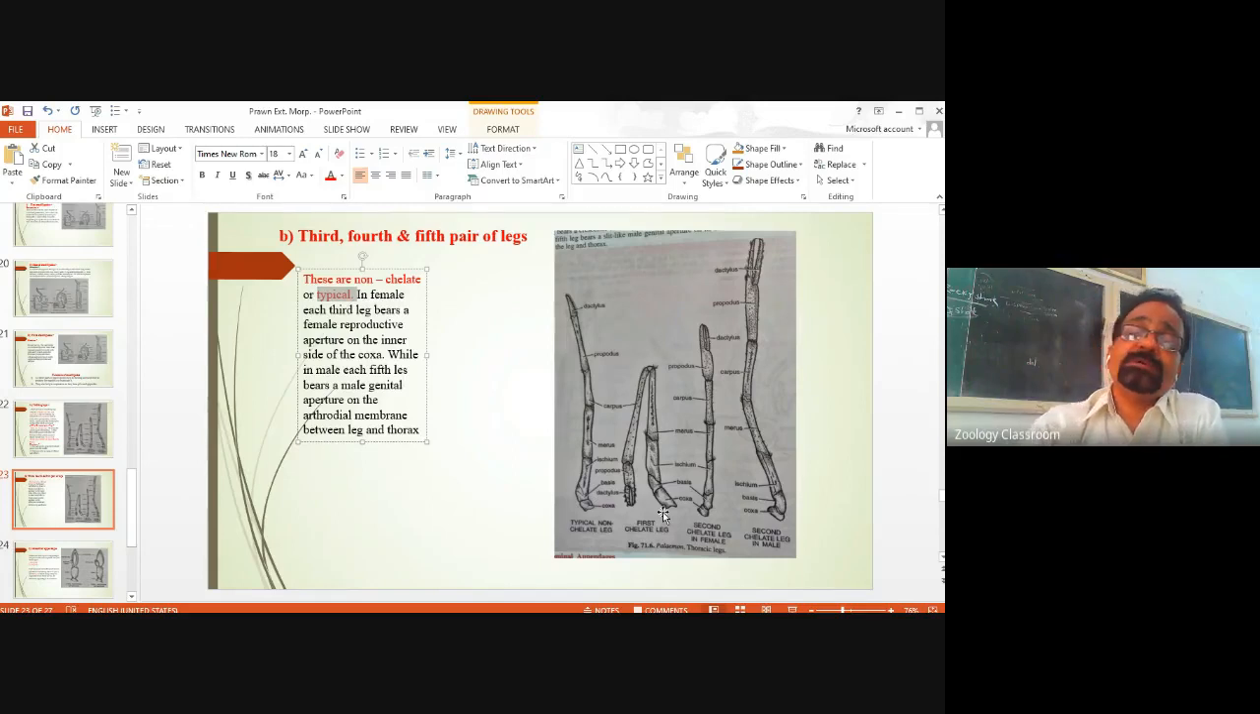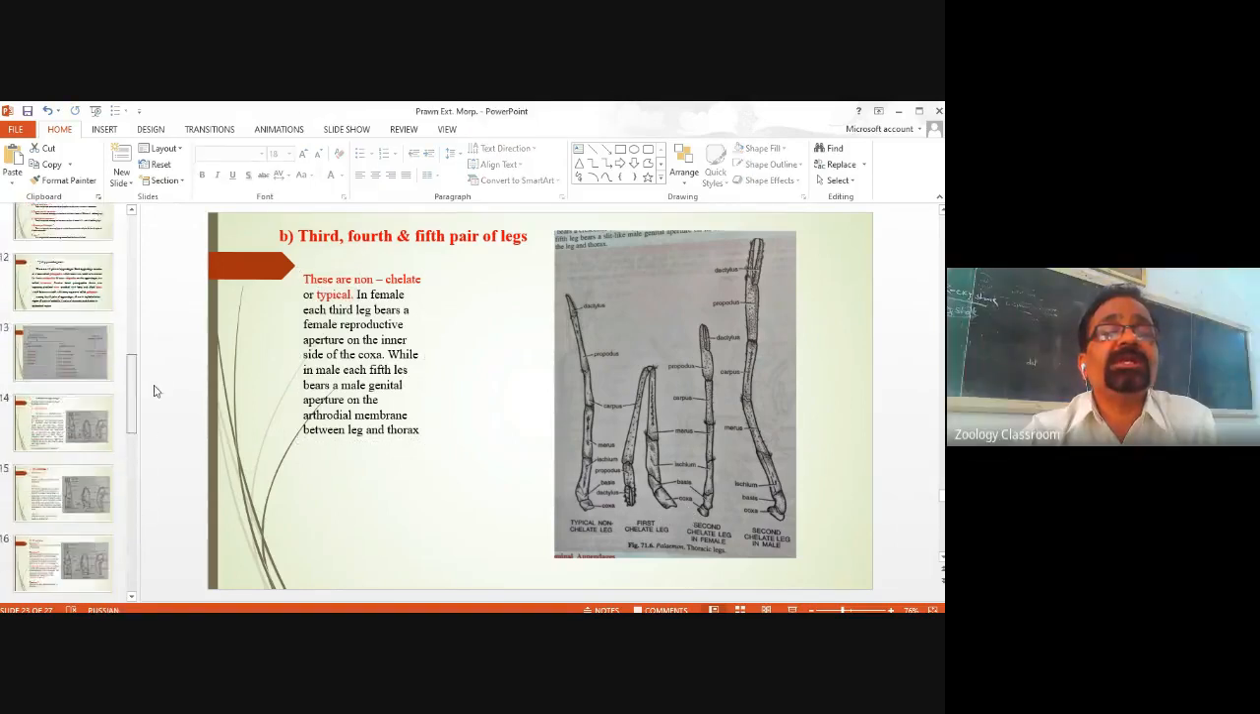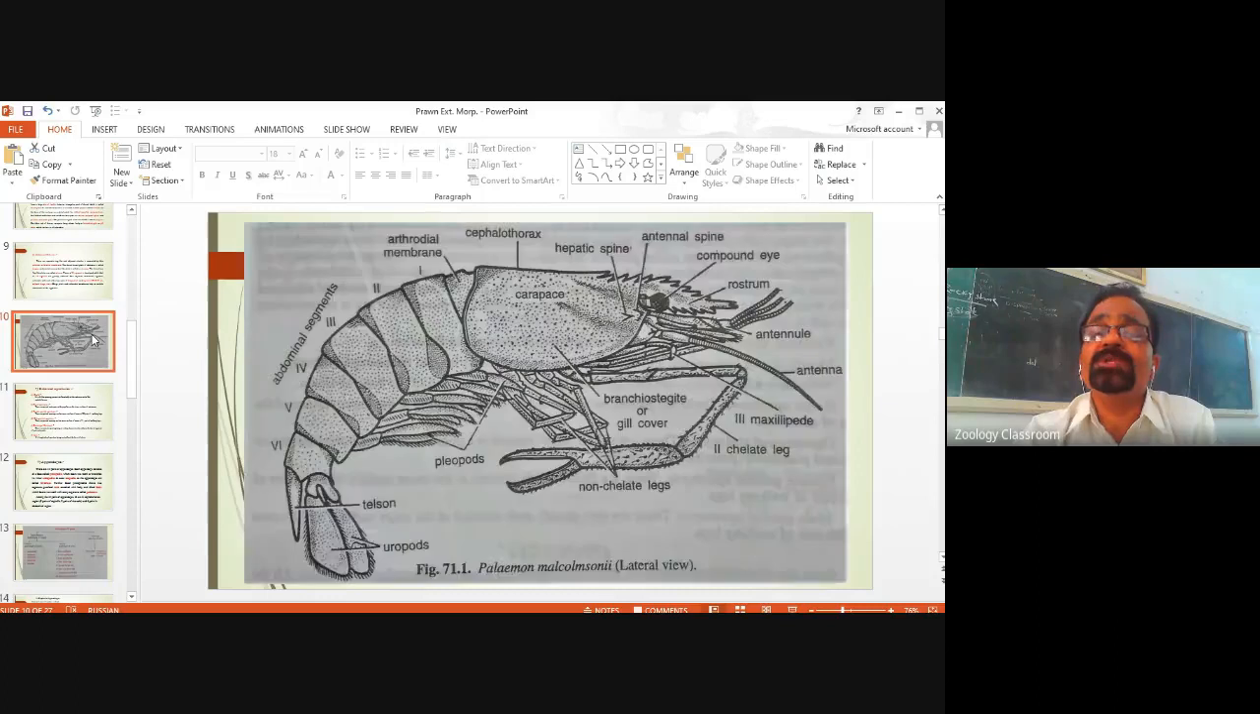If both chelate legs are present in the female, the first and second chelate legs, this statement is applicable to both the sexes. Are you getting me? Yes, sir. First and second chelate legs are present in both the sexes.